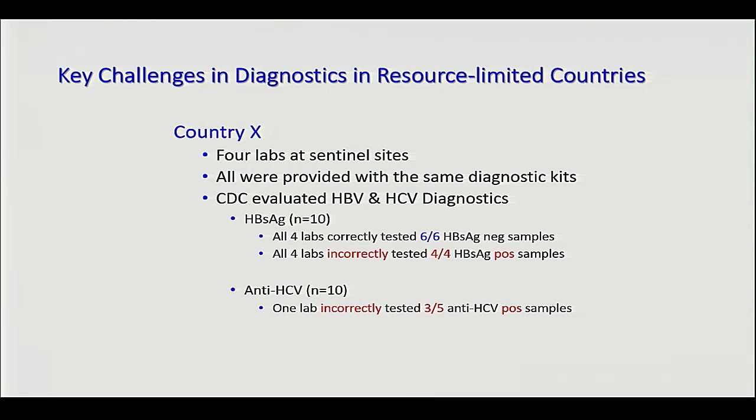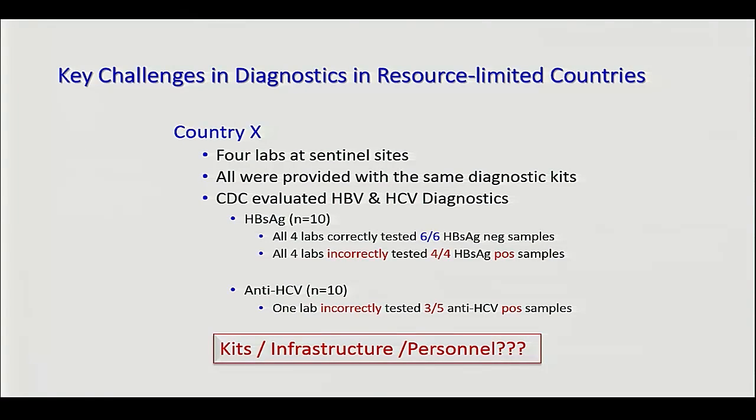Now, for HCV, this panel was composed of equal numbers of positives and negatives. While three labs had correct results, positives and negatives, one lab had 60% false negatives. So what this tells us is that for hepatitis B, it most likely was the kit itself that had poor sensitivity, because all four labs tested them negative.